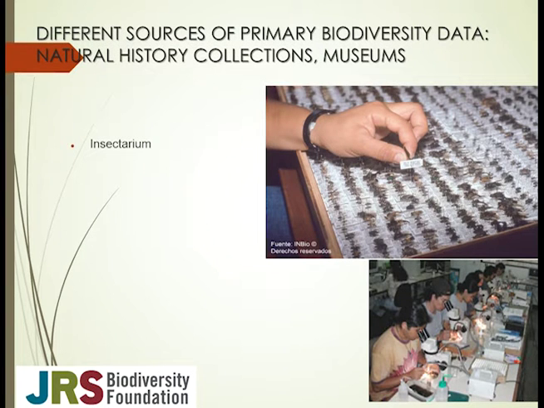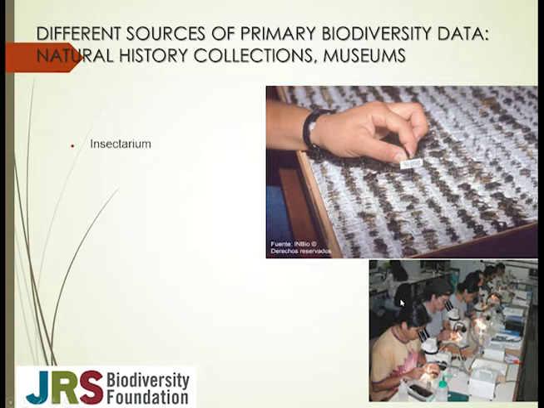You can also find primary biodiversity data, let's say, in an insectarium, that's a collection of insects. And here is the tag, okay. The tag is here, so that you can read it and digitize it.